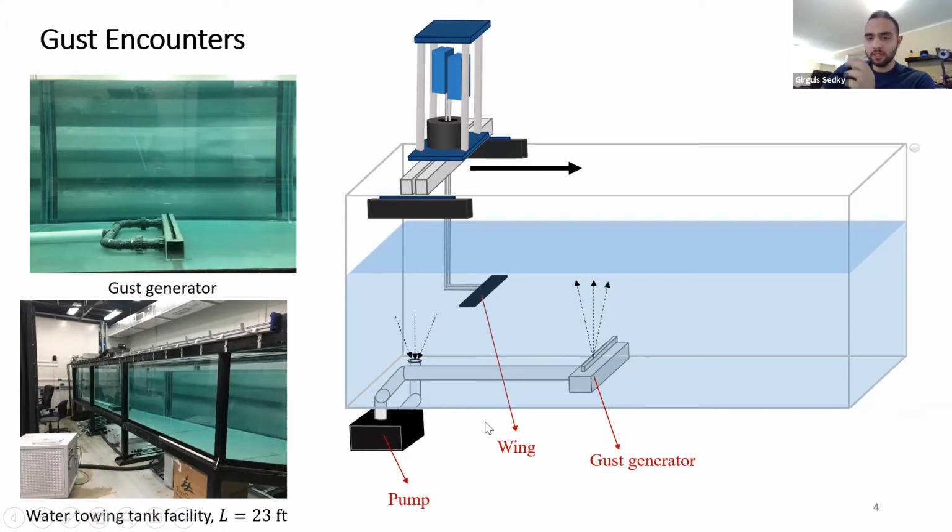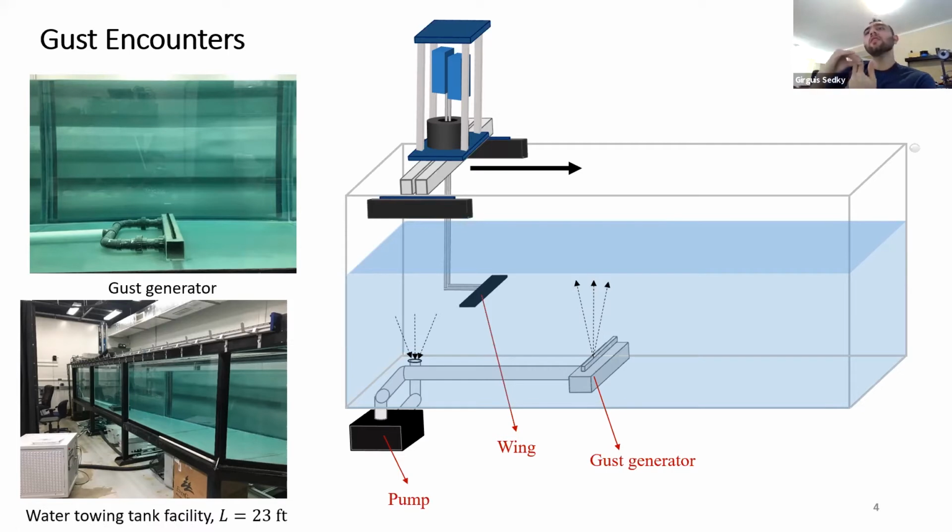So using this setup, you have the pump here, the wing, the gust generator. There's a honeycomb over here, and from the honeycomb you have a vertical water jet going upwards, similar to if you've been in a hot tub and you have these water jets that blow water on your back, but it's blowing water upward. And we use that to simulate the gust.